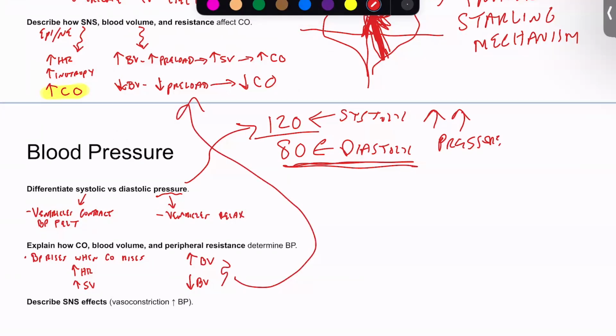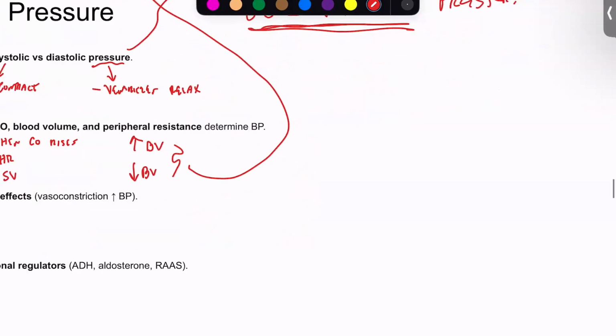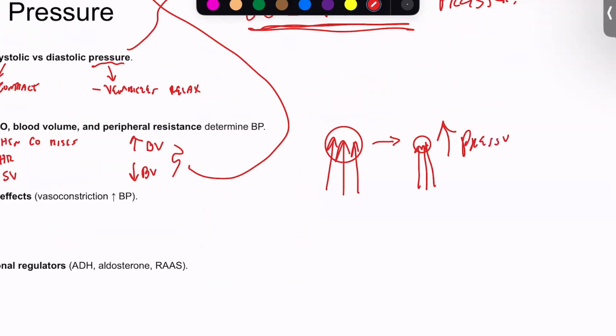And then peripheral resistance. That's going to be determined by your arteriolar diameter. So if all of your vessels look like this, but then some of them look a little bit smaller, if we're trying to push blood through it this way, obviously it's going to be harder. So we're going to have an increased pressure here. So your heart feels that.